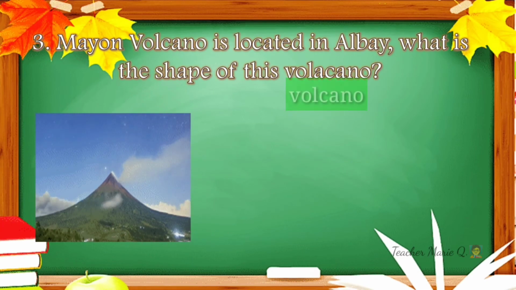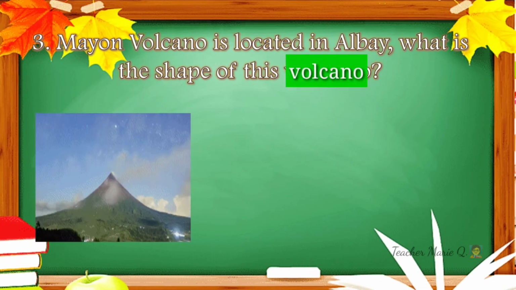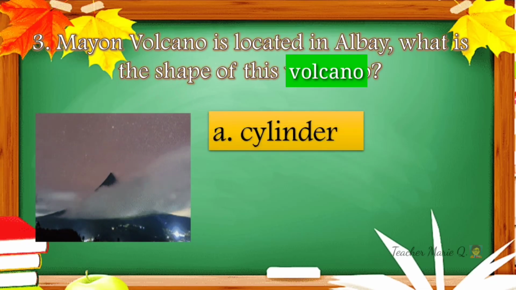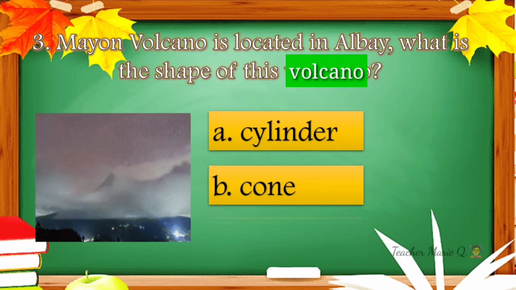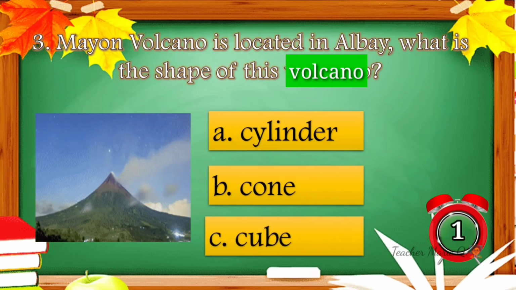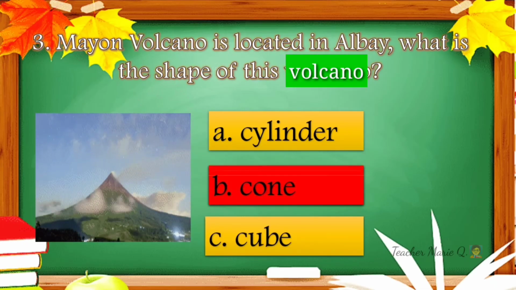Mayon volcano is located in Albay. What is the shape of this volcano? A. Cylinder. B. Cone. C. Cube. Correct. Cone. B.